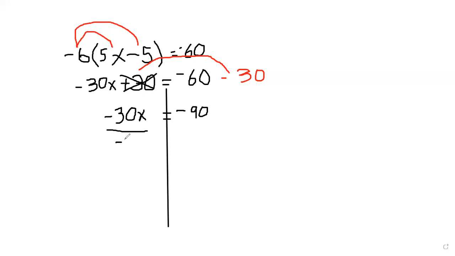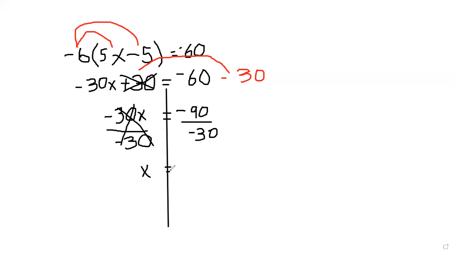Okay, now we'll divide by exactly what is in front of the letter. And in this case, it's a -30. So we'll divide both sides by -30. And boom, baby, these are gone. We're left with x, just what we want.